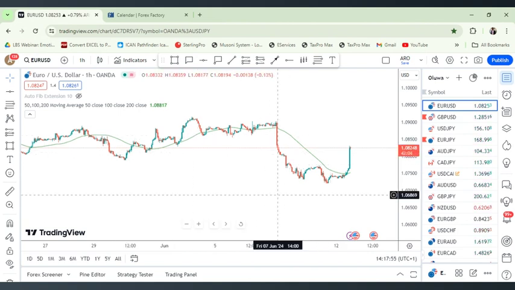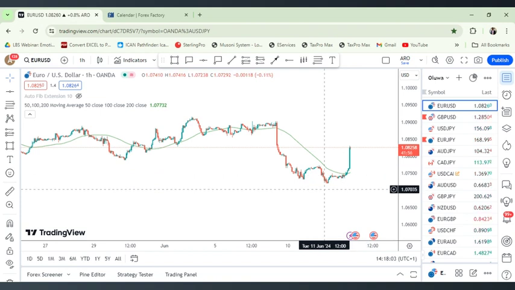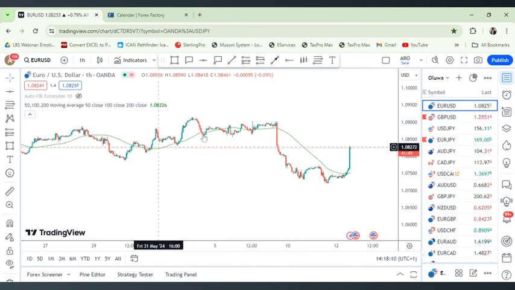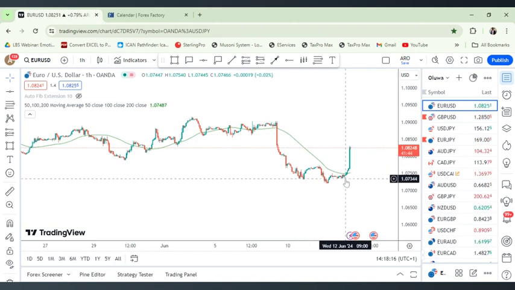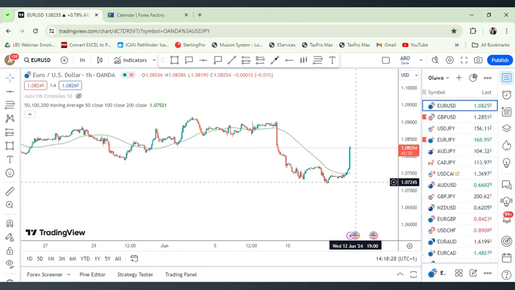You can see that the market has already broken our 50 EMA. Here is the 50 EMA. It was moving downward before there was a break in this particular area to this level. This happened just an hour ago. So what are we expecting to trade in this market?